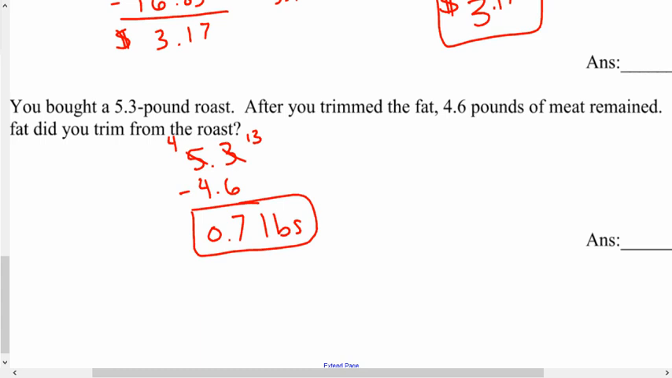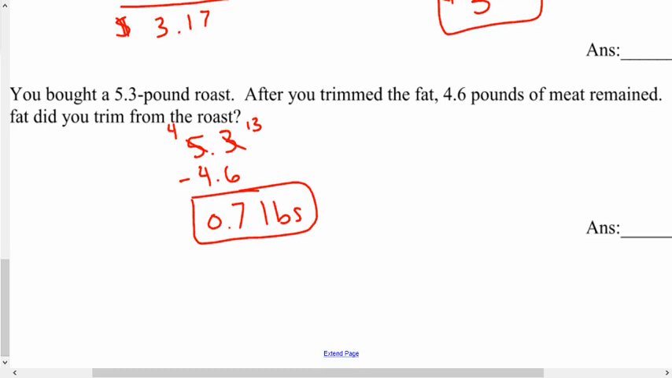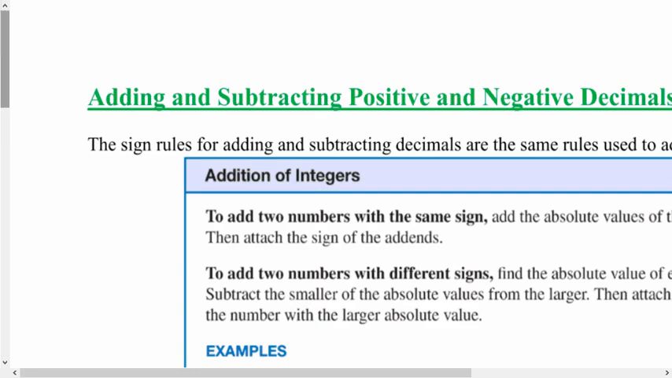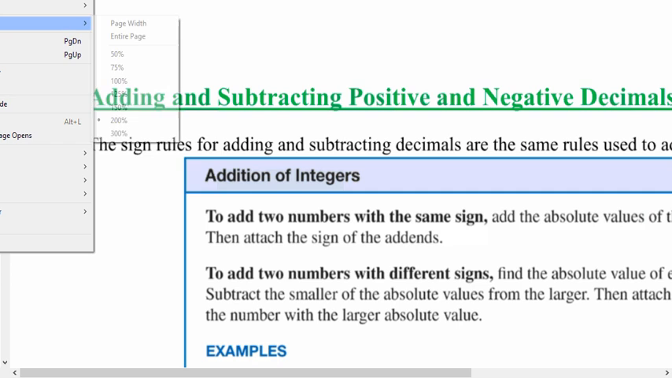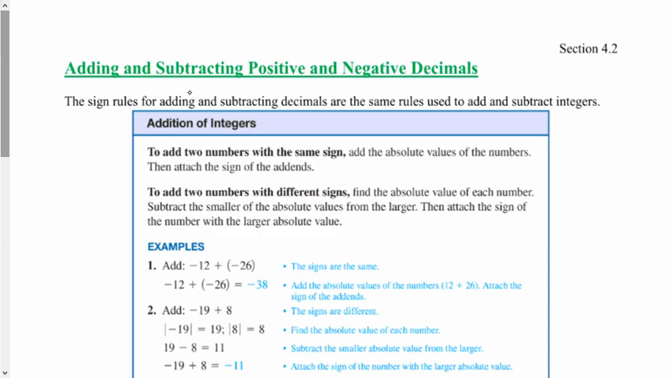Okay, just a couple more problems to look at, and then we're going to be done for today. This is just kind of a combination of addition and subtraction, because now we're adding and subtracting negative numbers.